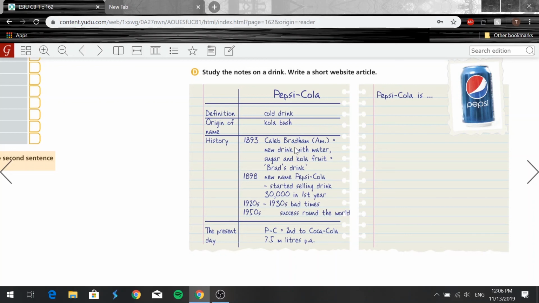The company sells over, we'll say, 7.5 million liters. We'll consider this every year, so we'll say liters every year. Okay? You could write it just like mine, or you could use your own mind and write your own article.